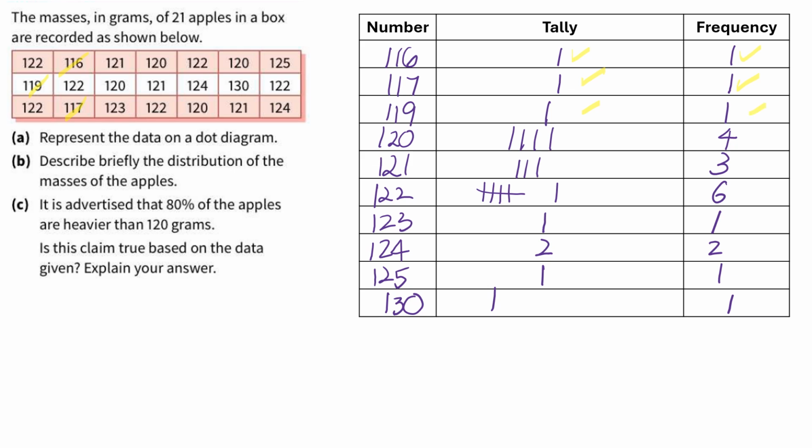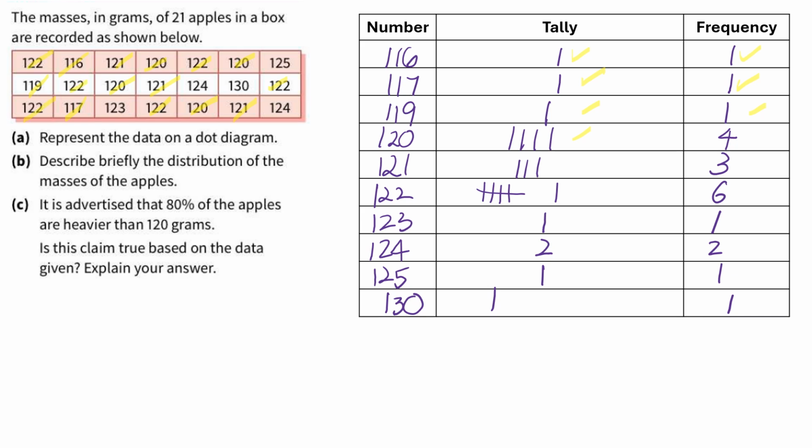Let's look at 120. There will be 1, 2, 3, 4. Okay, very good. So I have 4 apples, each has a mass of 120 grams. So how do I represent 4 in tally? It's just 4 vertical lines. Then let's look at 121. 121, we have 1, 2, 3. All right. 122, we have more. 1, 2, 3, 4, 5, 6.